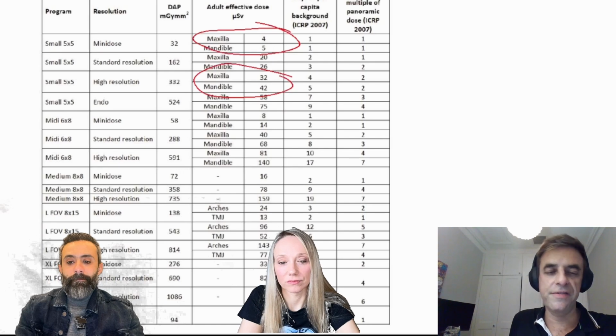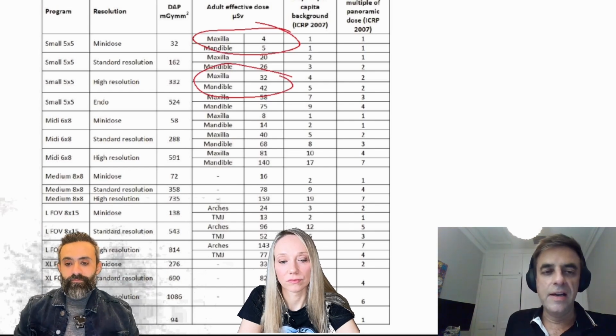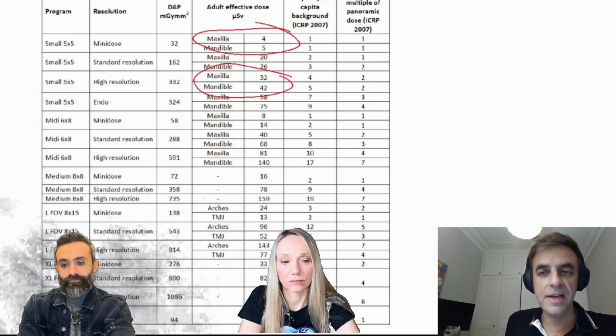And this is a similar kind of chart. It does tell you that basically you've got 4 microsieverts. That's the interesting one here, is that the machine is for a small 5 by 5 mini dose setting. It's basically the same as what a bitewing used to be in the 90s.